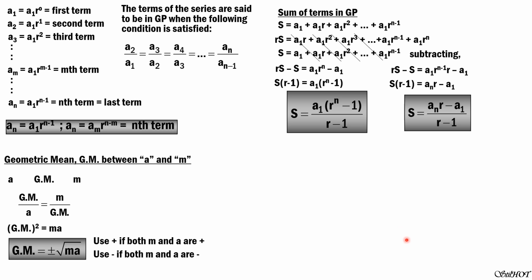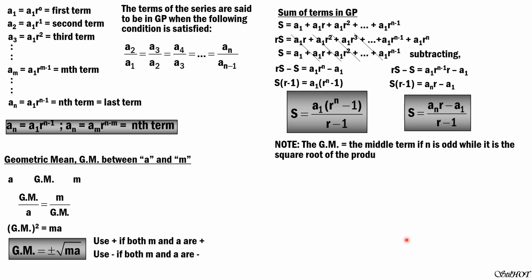So we note that the geometric mean is the middle term if n is odd, while it is the square root of the product of the first and the last terms, square root of the product of the second and the second to the last terms, etc., for an even number of terms.